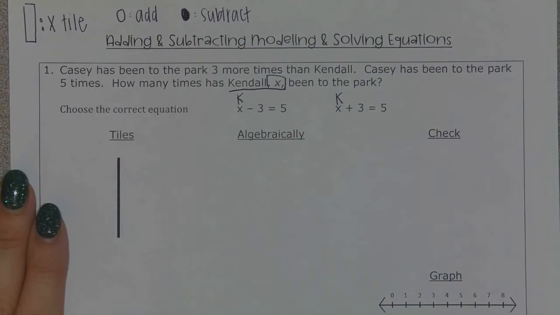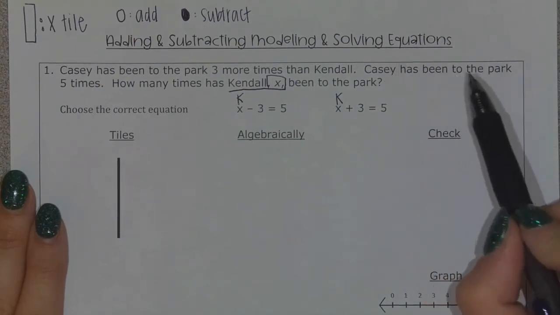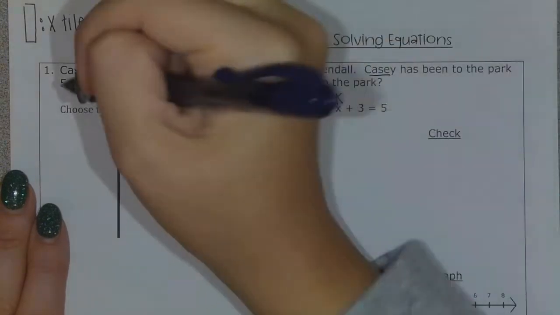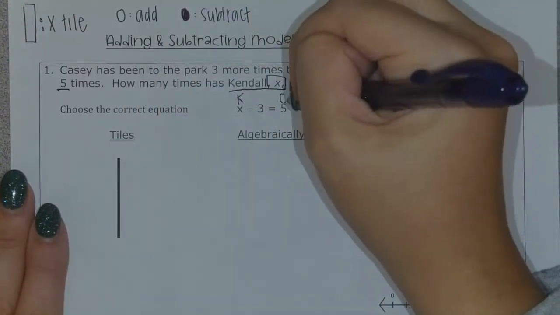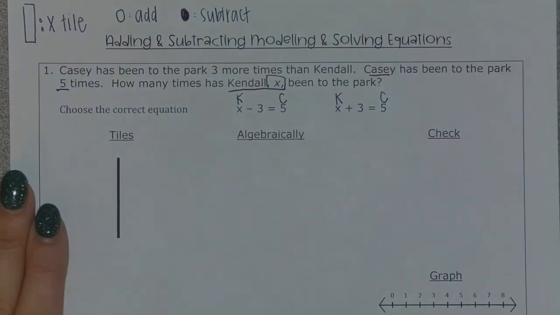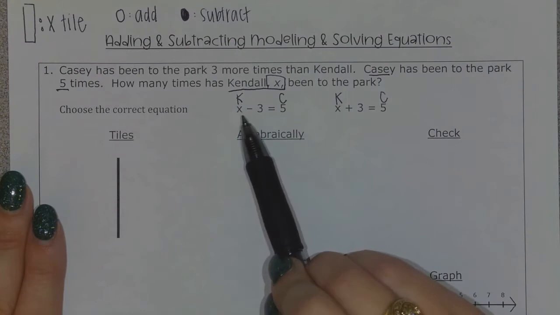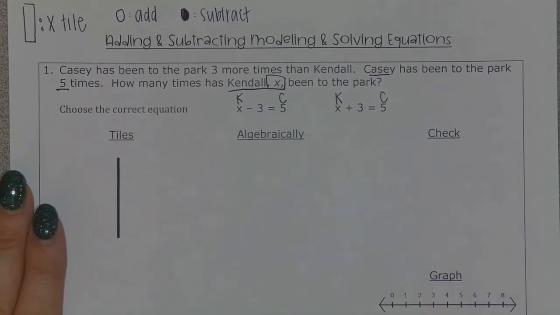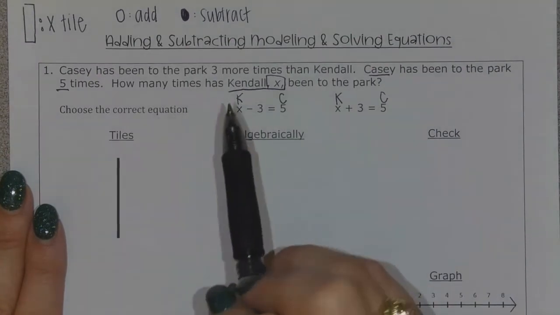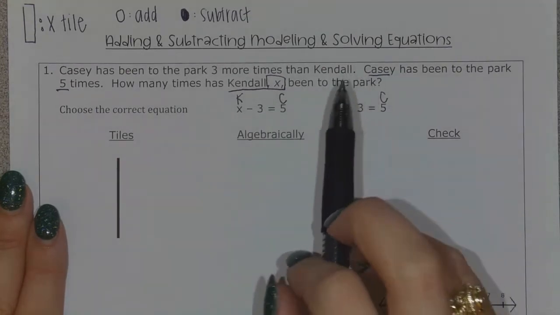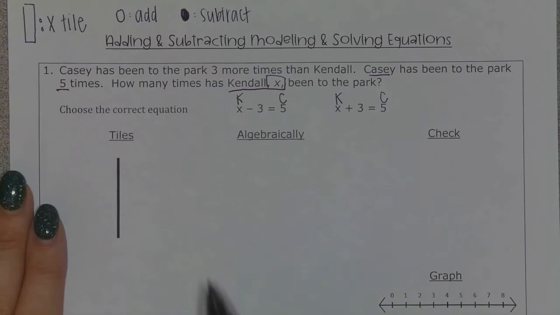Now, the other thing that I know is true is that Casey has been to the park 5 times. So anytime I see a 5, I'm going to label it with a C for Casey. Okay, then the very last thing, the only thing that's different between these problems is one of them is subtracting and one of them is adding. So I just need to figure out, am I taking Kendall's number and subtracting from it, or am I taking Kendall's number and adding to it?